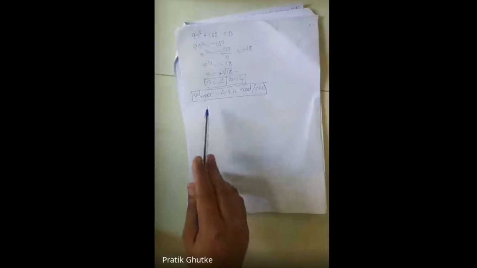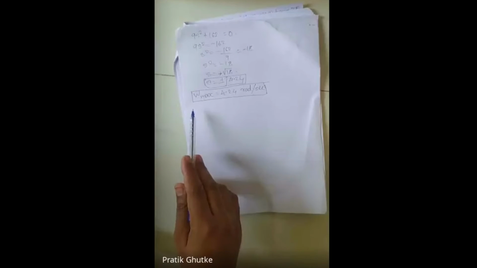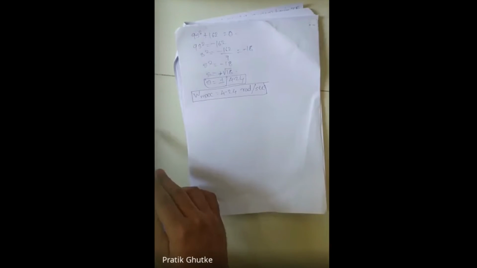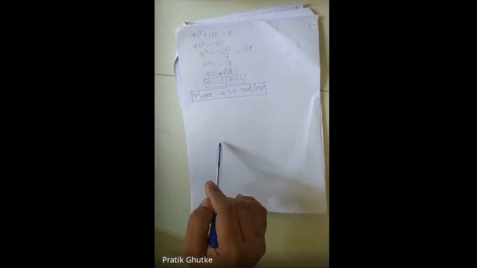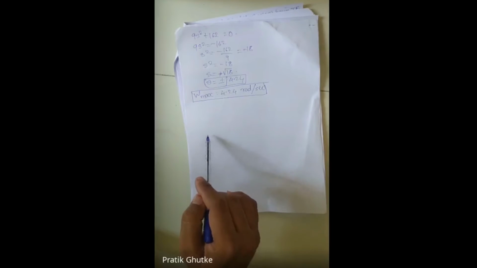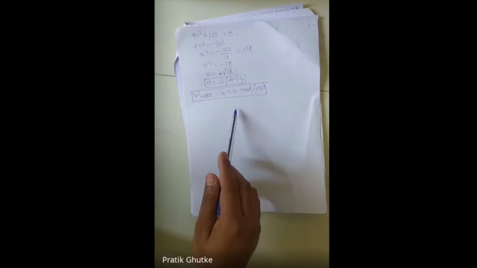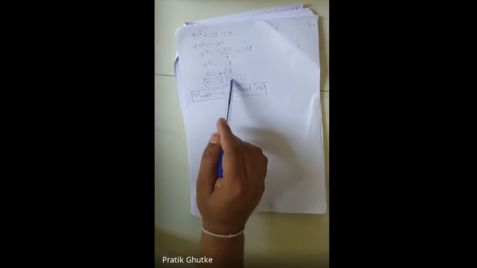What is this omega max value? See, the root locus will leave from the valid breakaway point. What was my valid breakaway point? Minus 1.26. That was the valid breakaway point. On the x-axis, the root locus will go from minus 1.26. But on the j omega axis, where will it meet? It will meet at 4.24 j. Here I have calculated this value.